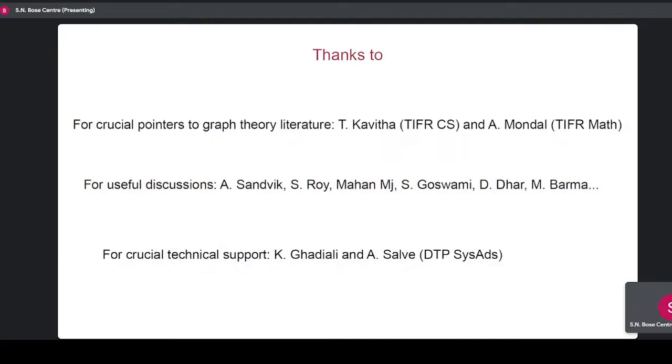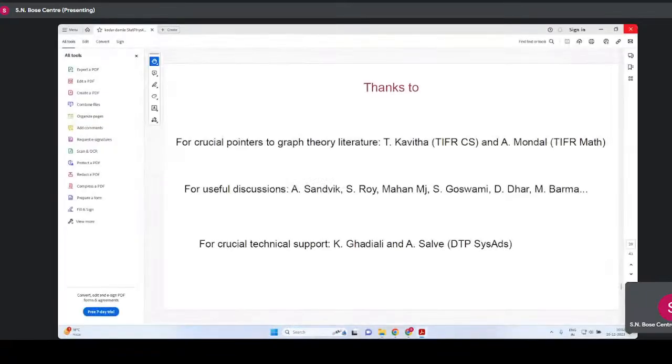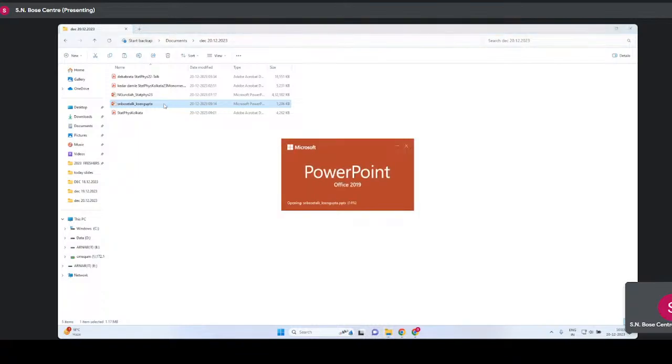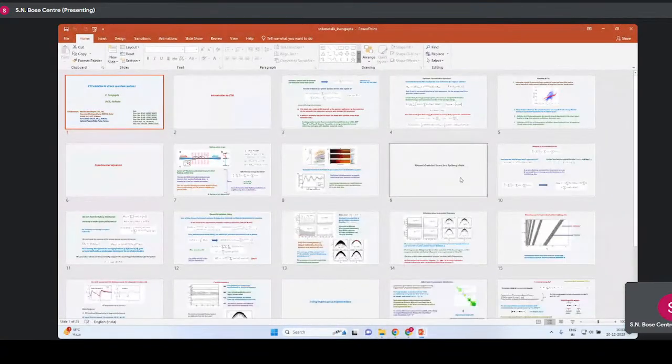So if there are no questions, then let's just... It works. So the next talk is by Krishnendra Sengupta, and he is going to talk about aspects of Hilbert space fragmentation. Hello. Hello.